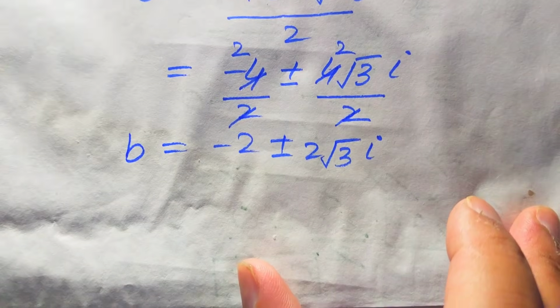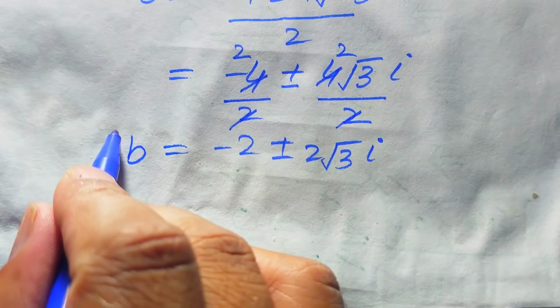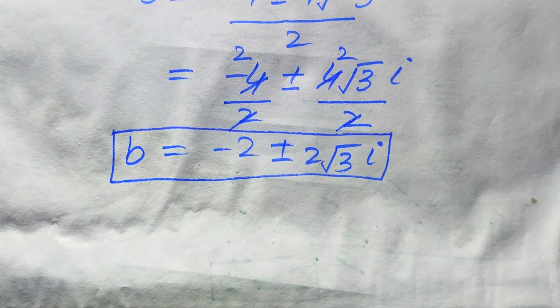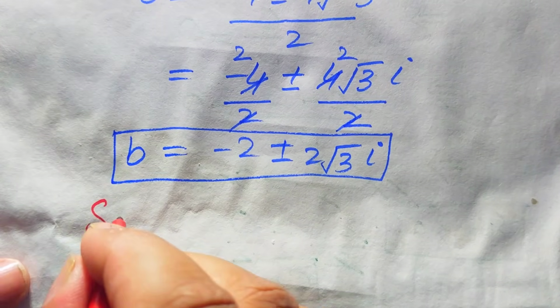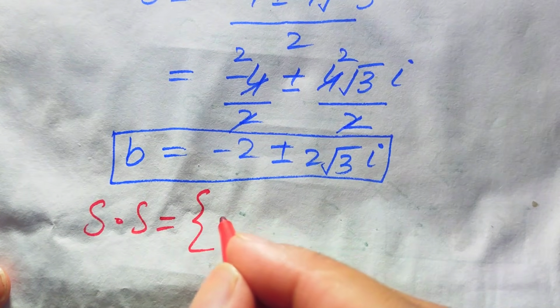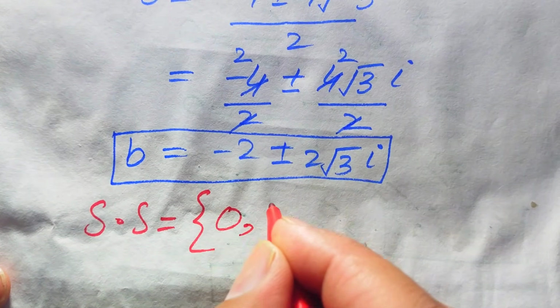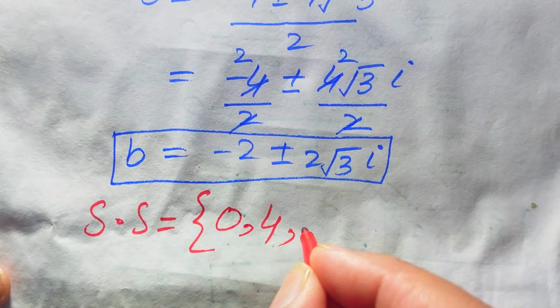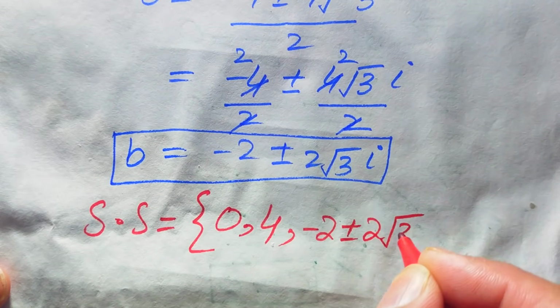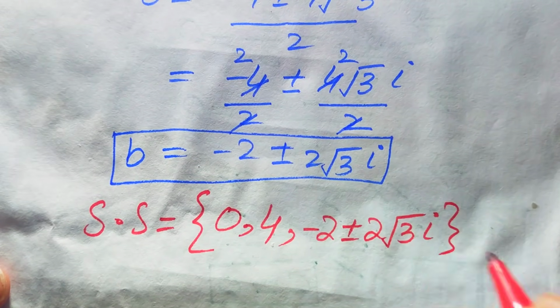So finally, there are four roots of the given equation, in which two roots are real roots and two roots are complex roots. The solution set of this problem has two real roots, 0 and 4, and two complex roots, which are minus 2 plus minus 2 times square root of 3 times iota.